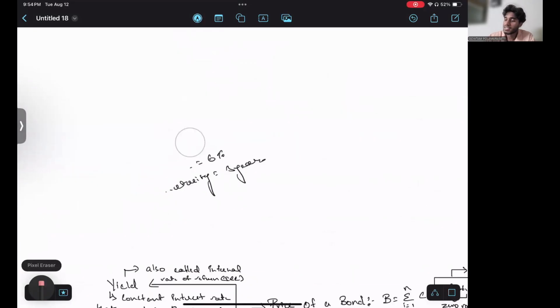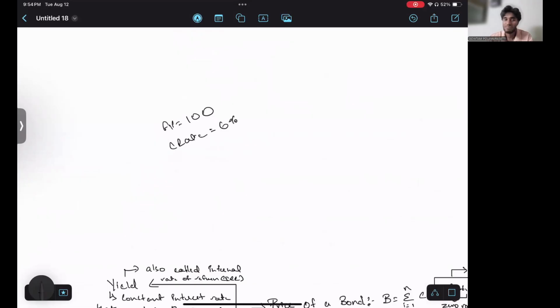To understand yield better, let's look into an example. First, suppose the face value of a bond is equal to 100, the coupon rate is equal to 6%, the maturity is equal to 3 years, and the current market price is equal to 98. So the bond pays 6 units every year as coupon. And at the end of 3 years, it pays back the 100 units, which is the face value.